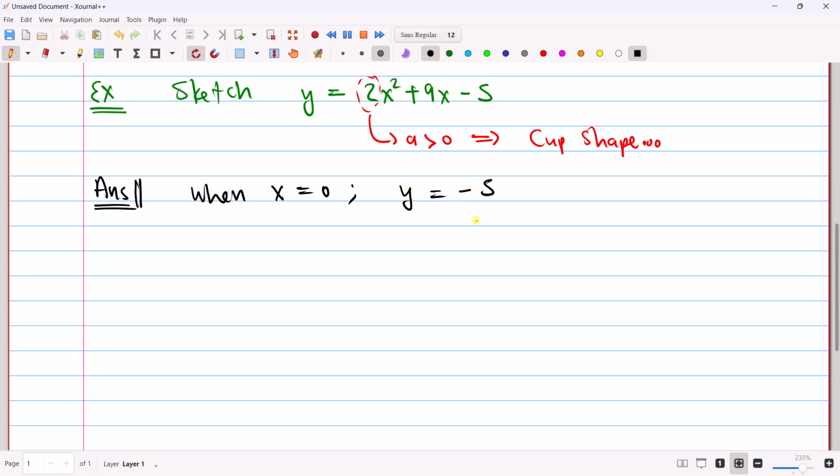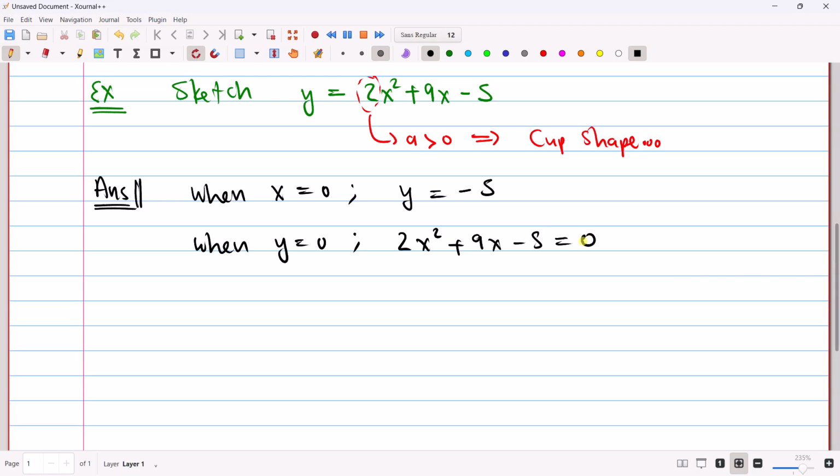So which means this curve that I'm supposed to plot must be crossing at negative 5 on the y-axis. And to find where it crosses the x-axis, likewise, I say when y is 0, what happens? When y is 0, I have 2x squared plus 9x minus 5 equals 0.